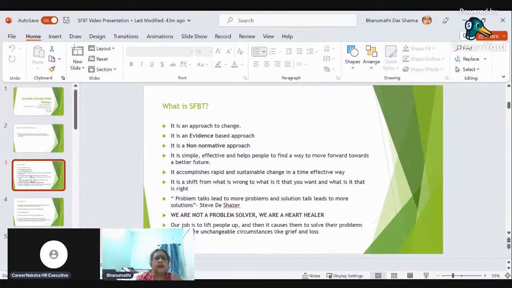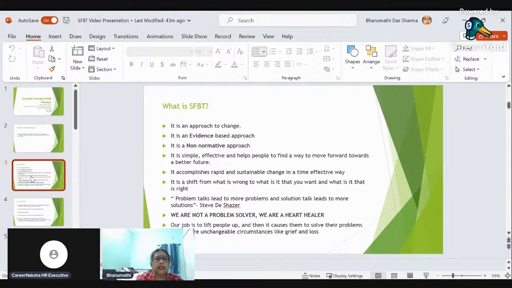It is simple, effective, and helps people to find a way to move forward towards a better future. It accomplishes rapid and sustainable change in a time effective way. What do we mean by time effective way? It doesn't require more than 2 to 3 sessions. Within a very short span of time, a rapid and sustainable change is accomplished. I'll give you another example.